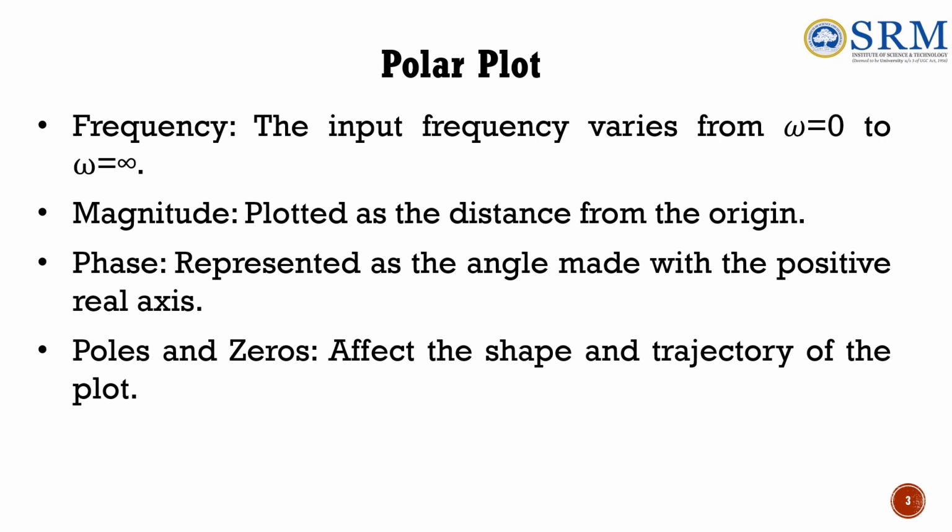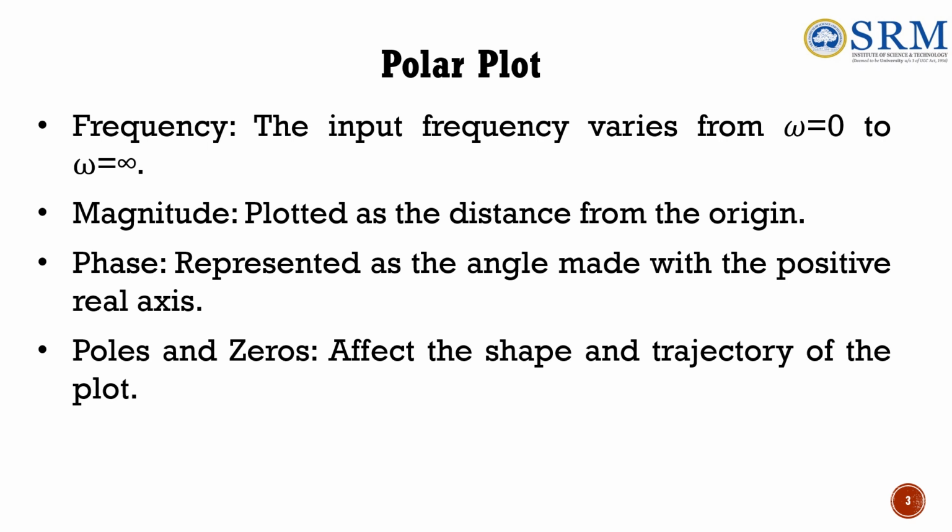Key features of polar plot are frequency range. The plot represents the system's response as input frequency varies from omega equal to 0 to omega equal to infinity. Magnitude is displayed as a distance from the origin to the point on the plot. Phase is indicated by the angle between the plot point and the positive real axis.